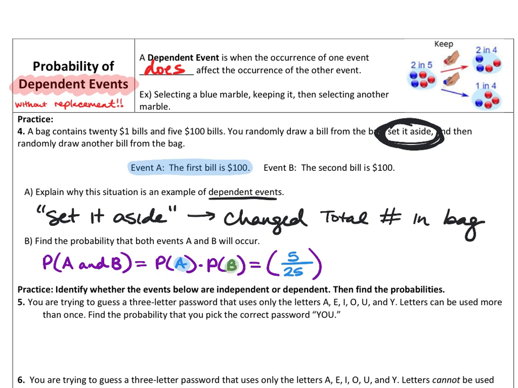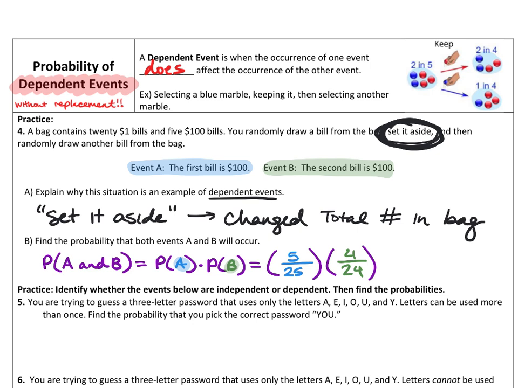But event B is again that the second bill is $100. Remember, you kept the first bill. How many $100 bills are left in the bag? 4 out of how many total bills in the bag? Ooh, we kept one though. So is there still 25? No, there's 24. See how the total number changed from 25 to 24? We are doing a dependent set of events.